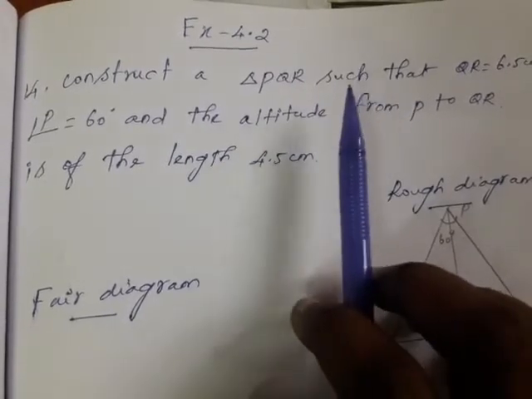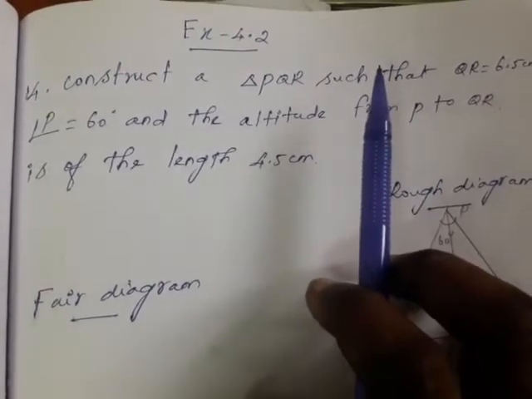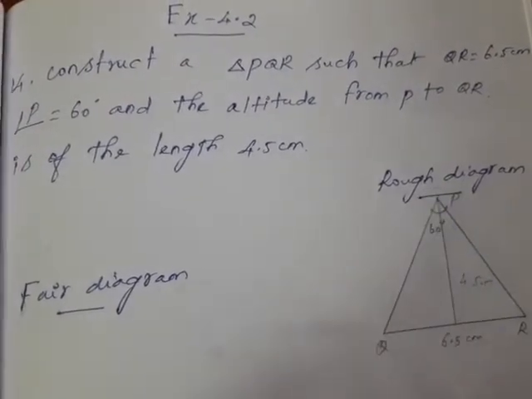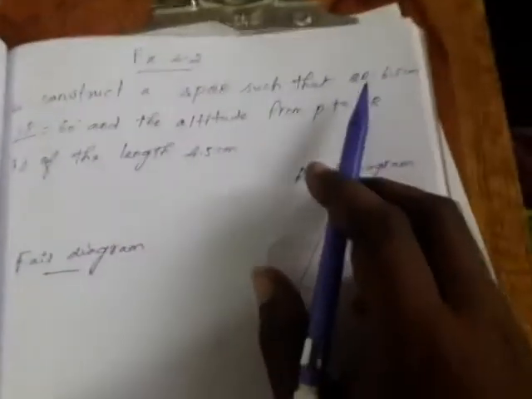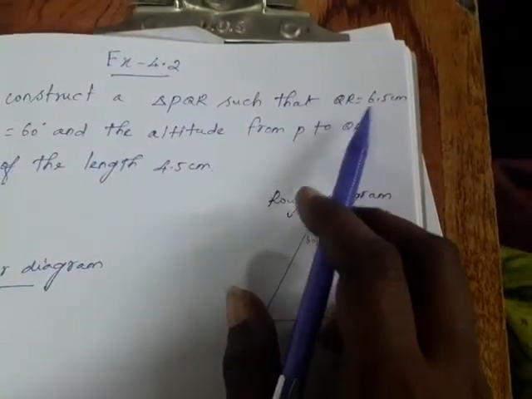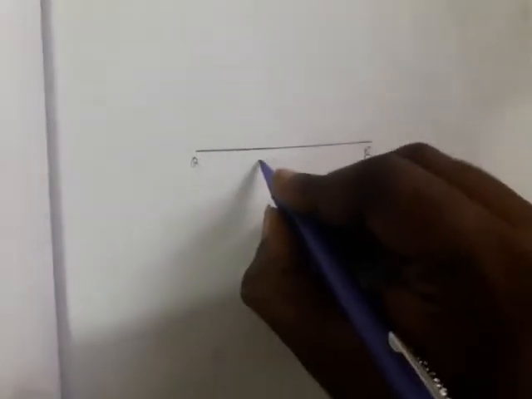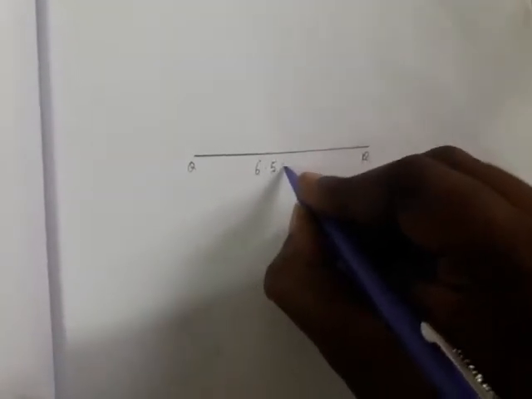How to draw the triangle, you have to see here. First, as usual, a rough diagram with the QR value and angle P equal to 60 degrees. Next, the line segment QR is equal to 6.5 centimeters is given, so I have to draw QR equal to 6.5 centimeters.